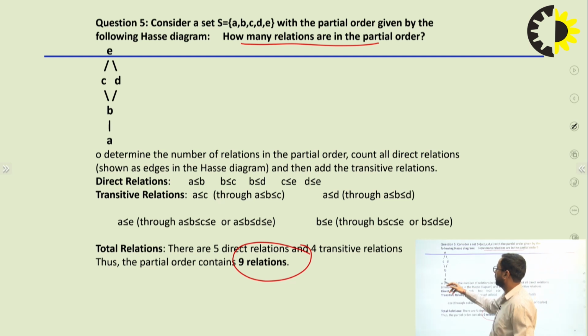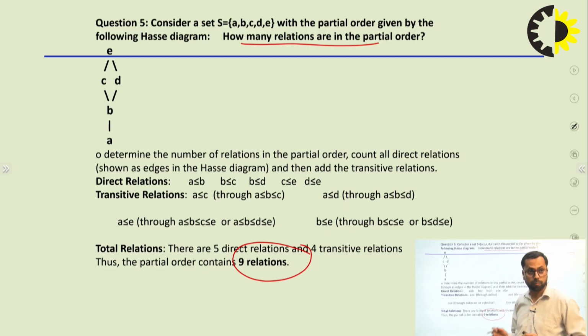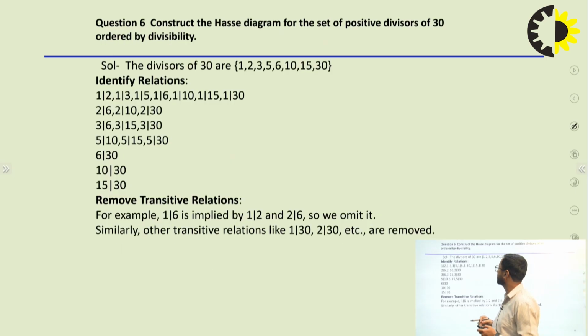A to C, A to D, B to E and A to E. These are the 4 different relations that are based on transitivity. So a total of 9 relations are given.